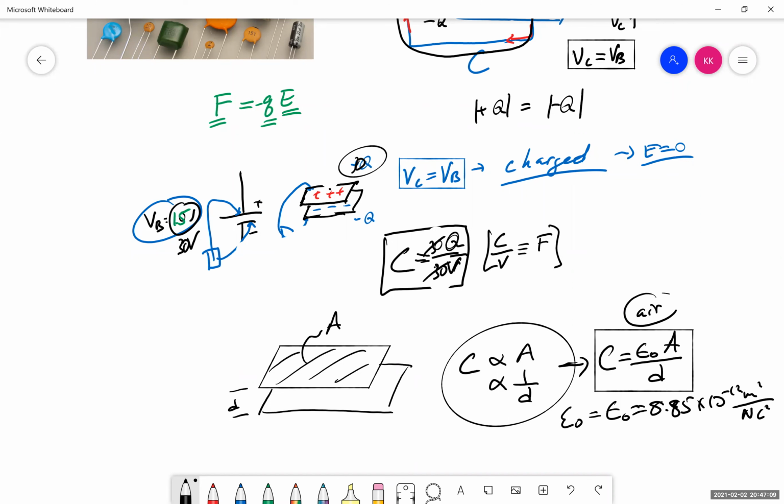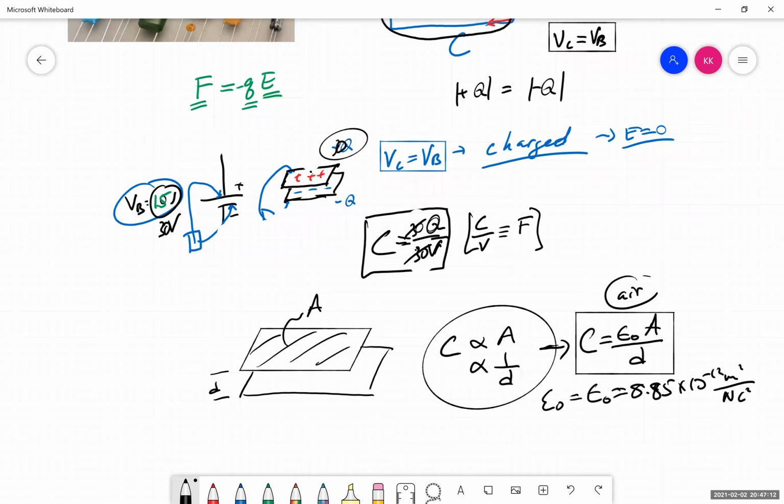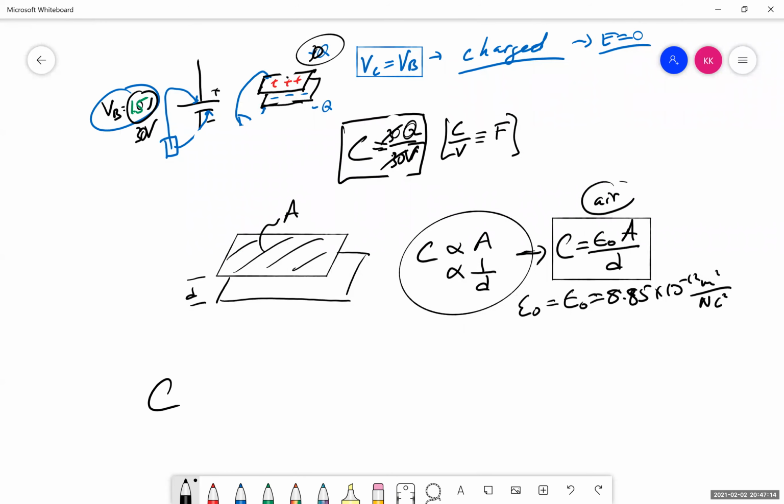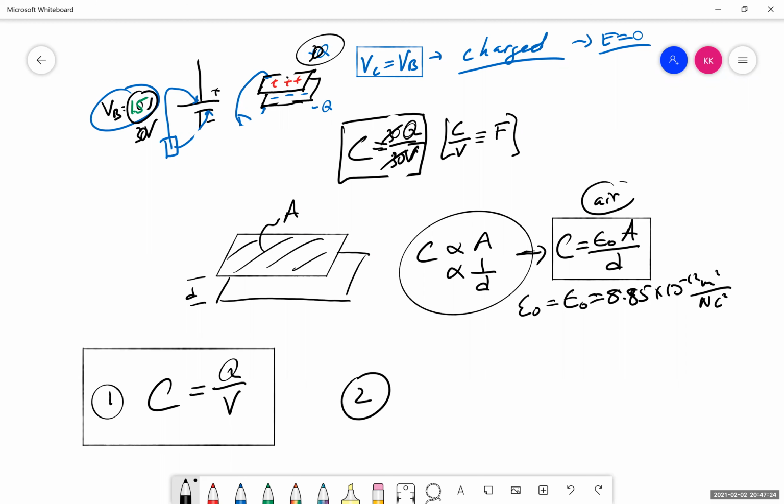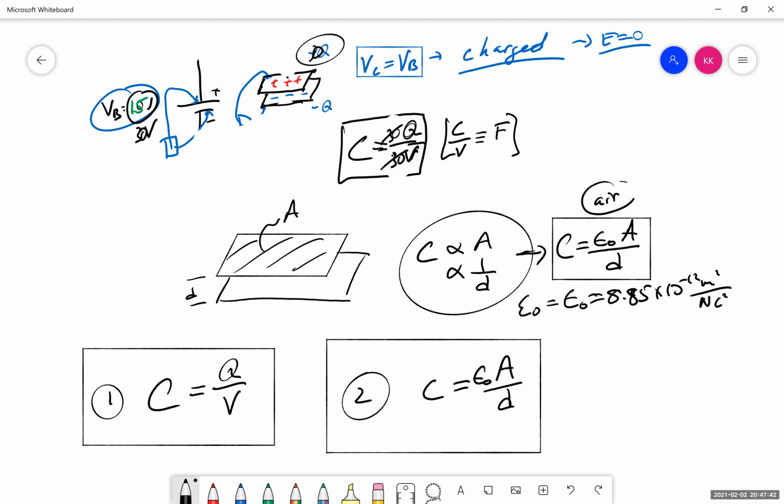Okay. Now let's summarize this. I have a capacitance of a capacitor that I can calculate using the charges over the voltage. So this is one way of finding that. But there's another way: capacitance can also be calculated from its geometry, that is, from its area and the distance between the plates, based on some kind of constant. This is the equation that we're going to be exploring in this experiment.